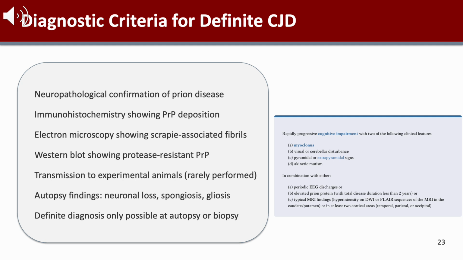Electron microscopy can reveal scrapie-associated fibrils, which are characteristic ultrastructural findings. Western blotting can demonstrate the presence of protease-resistant prion protein. Transmission of the disease to experimental animals provides definitive proof of transmissibility, though this is rarely performed in clinical practice. The combination of clinical features, supportive investigations, and neuropathological findings allows for definite diagnosis of prion disease.